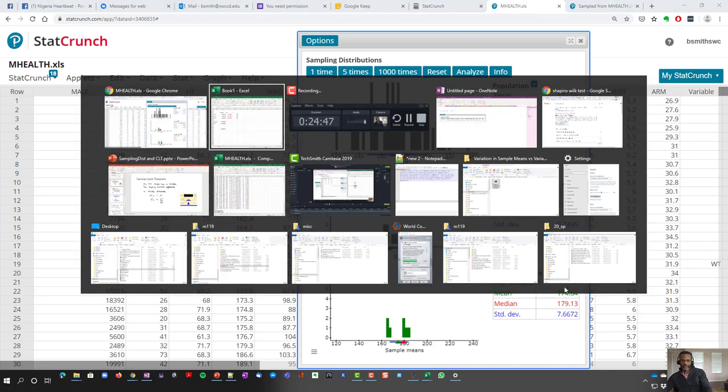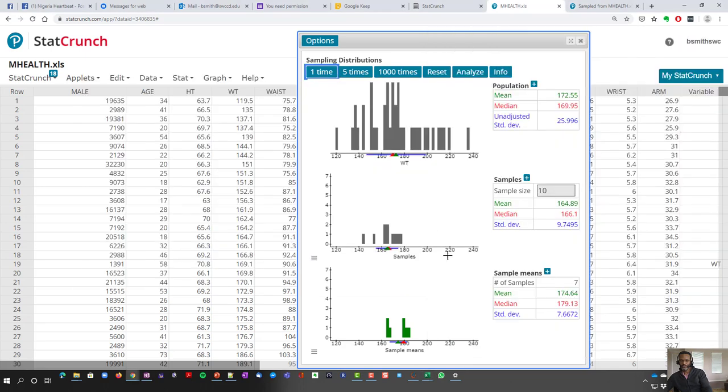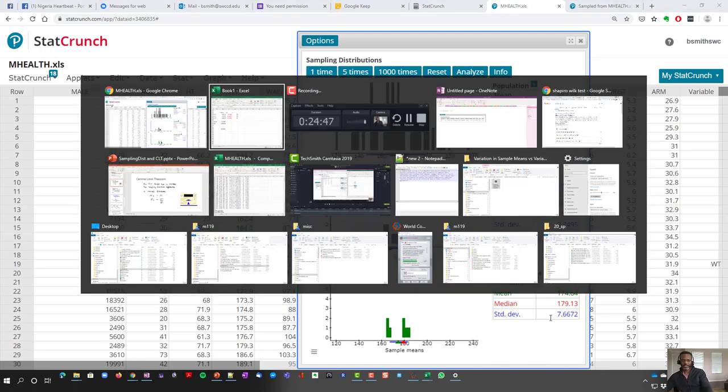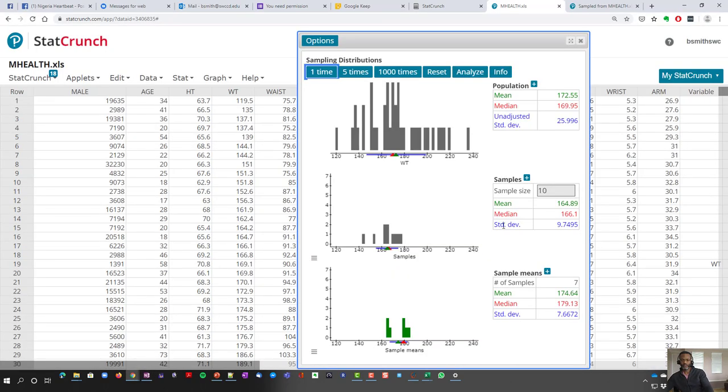Remember, when we did this before, we only looked at 3 samples and figured out their mean and standard deviation. So at this point, our 7 samples, if we were to average them out, have a mean of 174 and a standard deviation of 7.6672. That's a far cry from the standard deviation of the population. There's a lot more variation in the population.